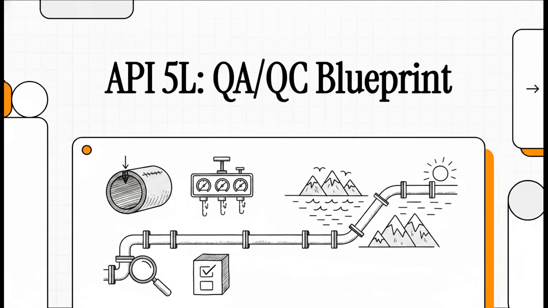Let's dive right into this explainer, shall we? Today, we are unpacking the absolute gold standard for line pipe integrity, API Specification 5L. If you've ever looked at miles of steel piping and wondered, how on earth does the energy industry guarantee that this stuff won't just burst under immense pressure or extreme environments? Well, the answer is right here. It all boils down to this incredibly rigorous QA and QC blueprint we're looking at today.